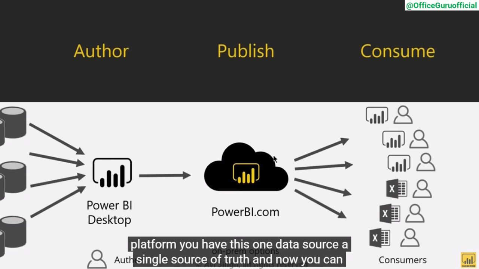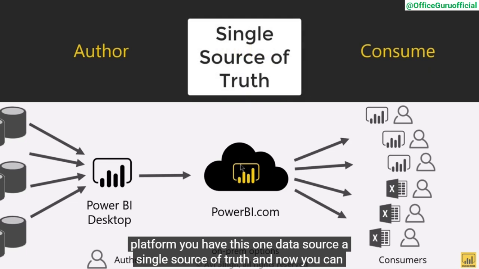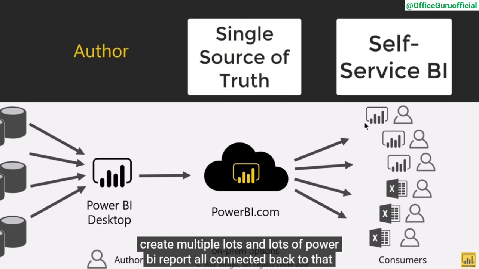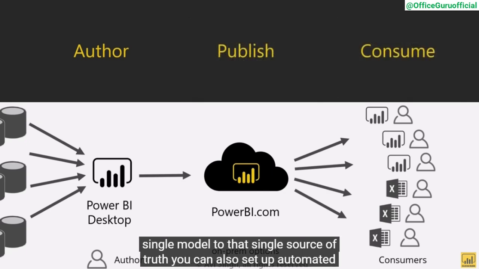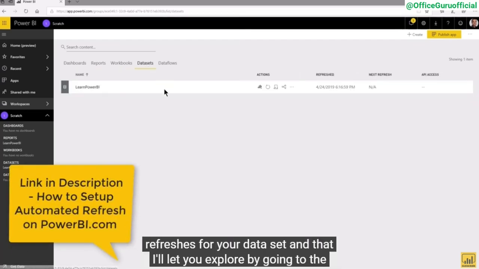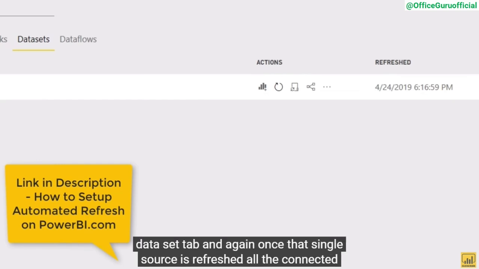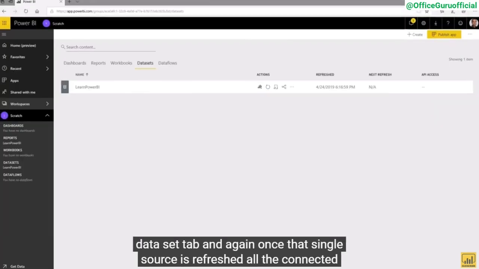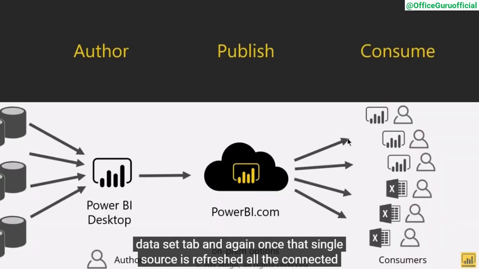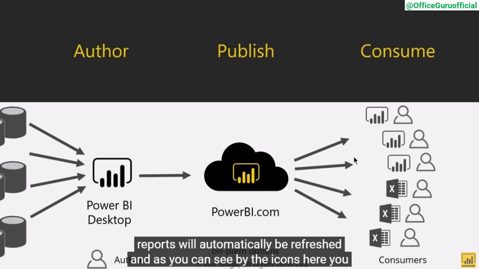You have this one data source, a single source of truth, and now you can create lots and lots of Power BI reports, all connected back to that single model, to that single source of truth. You can also set up automated refreshes for your data set, and that I'll let you explore by going to the data set tab. And again, once that single source is refreshed, all the connected reports will automatically be refreshed.